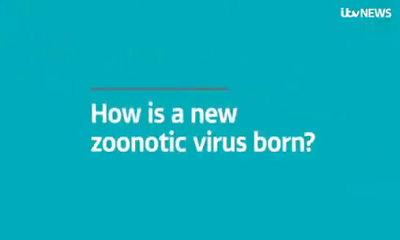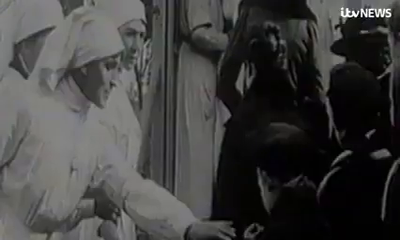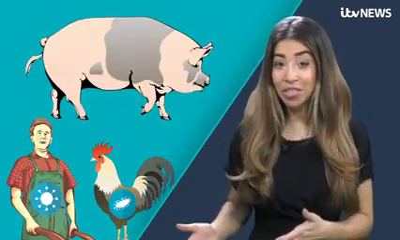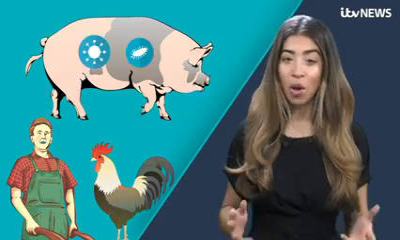So how is a new zoonotic virus born? It's rare, but it's when a single animal is infected with two related viruses. Let's take the 1918 Spanish flu, for example. Some experts believe it was started when a bird, which had bird flu, and a human who had the common seasonal flu met the same pig. Now, those two viruses couldn't infect each other, but they were both able to infect the pig.